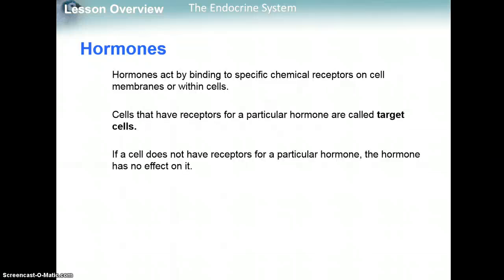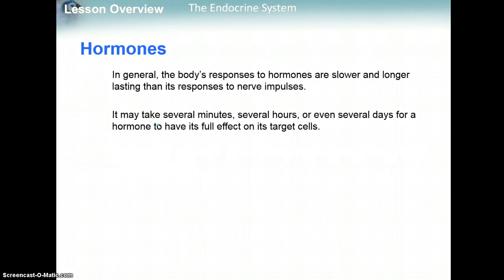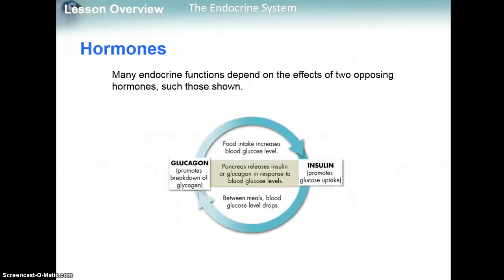It's almost like someone who didn't subscribe to your Twitter account, so they don't hear your message, while the other people on your list would receive your message. In general, the body's responses to hormones are slower and longer lasting than its responses to nerve impulses, which we'll learn next week. So it could take several minutes for a message to be received, or several hours, or even several days for hormones to have their full effect on their target cells.